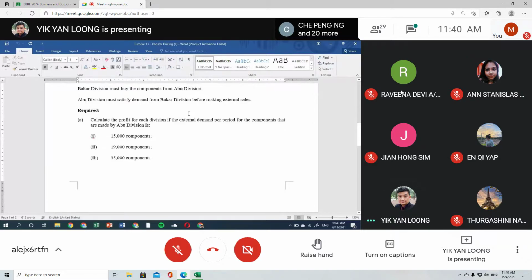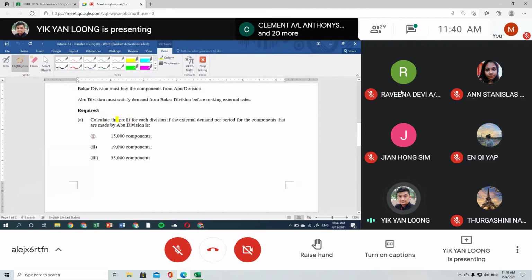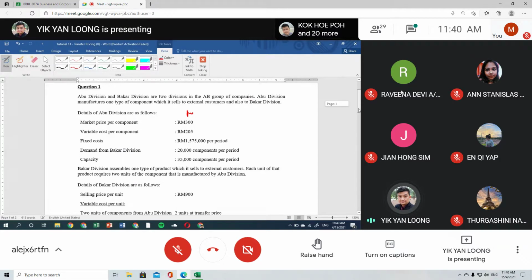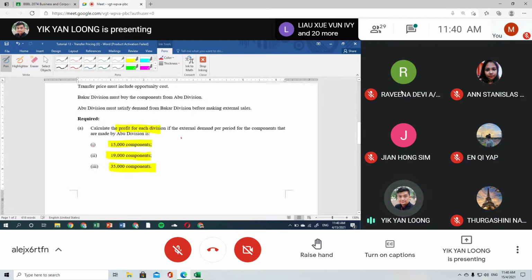You need to calculate the profit for each division. If the external demand per period for the component made by Abu Bakar, Abu division is 15,000, 19,000, and 35,000, that means external demand is at these quantities, right? So I will need to look at the profit of the two divisions. I need to have a format that will be something like this. The quantity you can say is 15,000, 19,000, and 35,000, right?